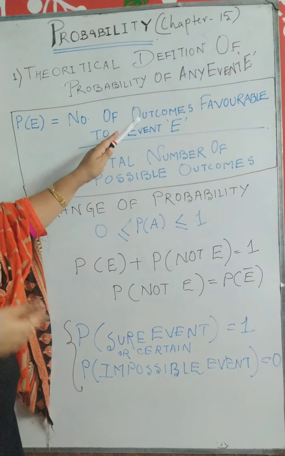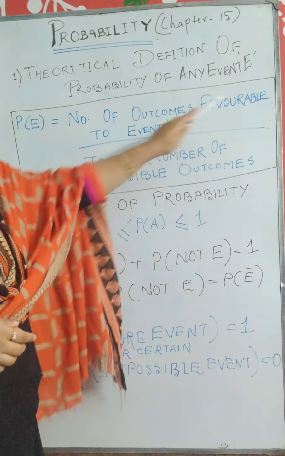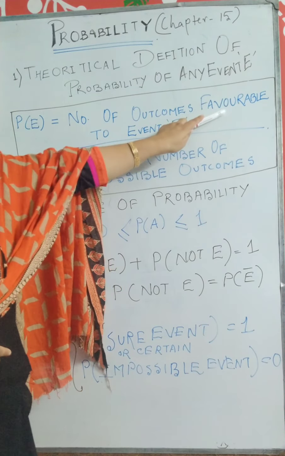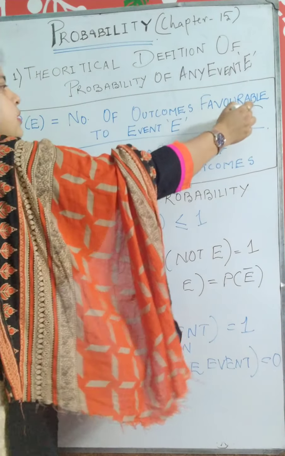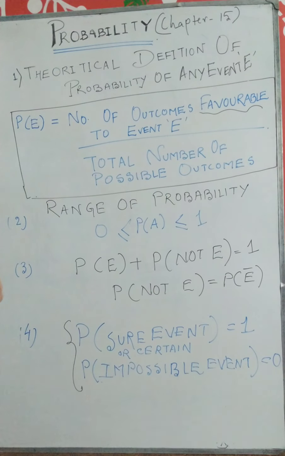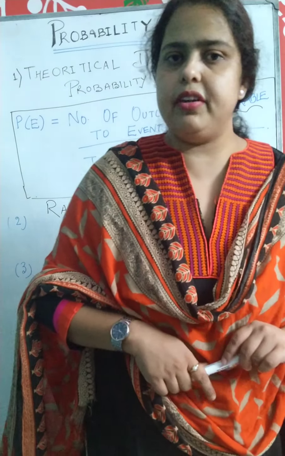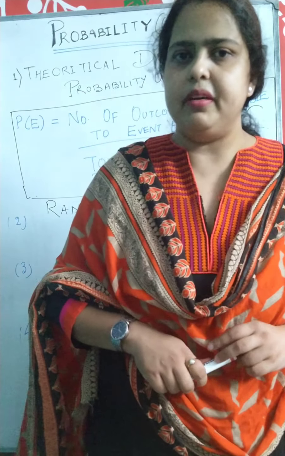equals the number of outcomes. Outcomes means the results which are favorable to event E. This favorable word is very important. Why is this favorable word important? Because I need to see which are the conditions favoring me after a certain experiment.